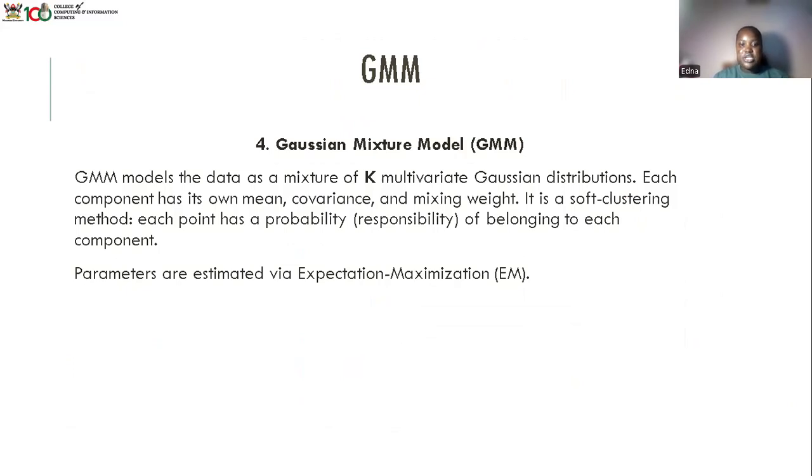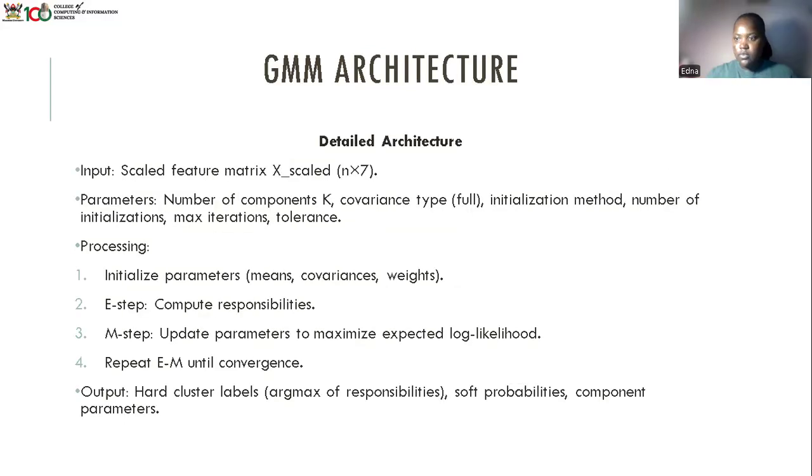Lastly, we have the Gaussian mixture model, which is the last model we are going to be training. And this one models the data as a mixture of k multivariate Gaussian distributions, where each component has its own mean, covariance, and mixing weight. And it is a soft clustering method where each point has a probability of belonging to each component. The parameters are estimated via the expectation maximization, which in short is the EM.